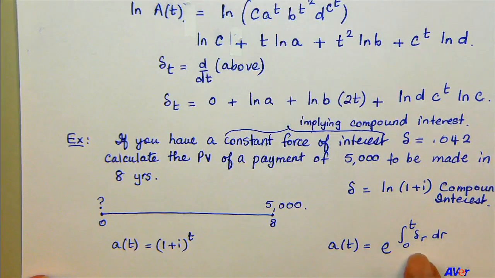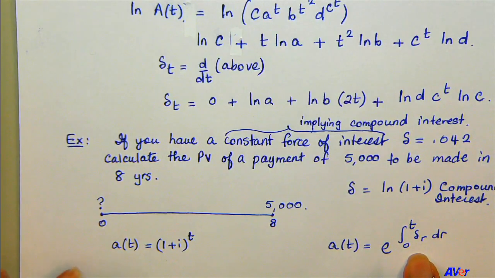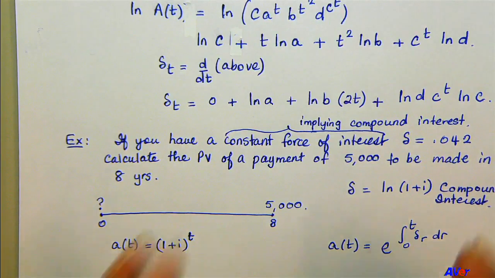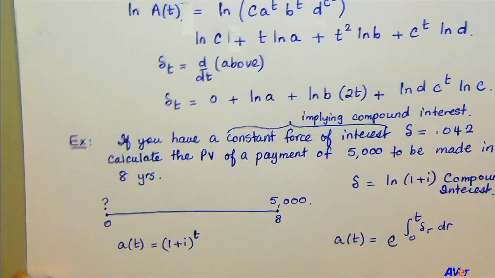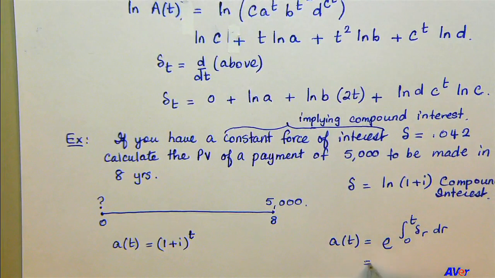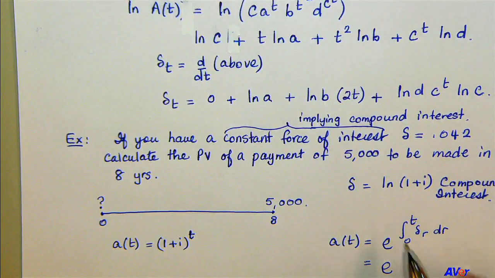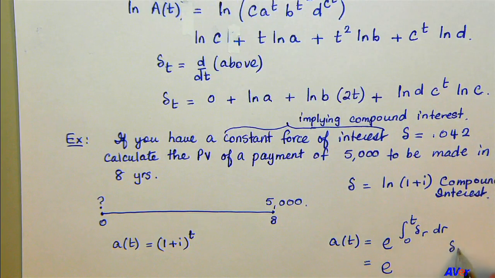This is what you would do for any delta, for some strange delta, for some strange A of t. But this is not strange. This is compound interest, right? So we're going to come down to a derivation, and then we're going to use it every time we have compound interest, okay? So let's do this. This is equal to e to the, it's not delta of r anymore because delta of r equals delta, constant. So let's write here, delta of r equals delta.